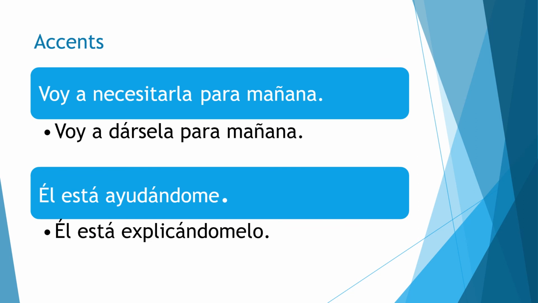With a conjugated verb with one or two pronouns, then I need to put an accent to keep the pronunciation of the verb in the correct place. Él está ayudándome. Él está explicándomelo. Notice that we're putting the emphasis on the second to the last syllable of the original verb before we added any pronouns.